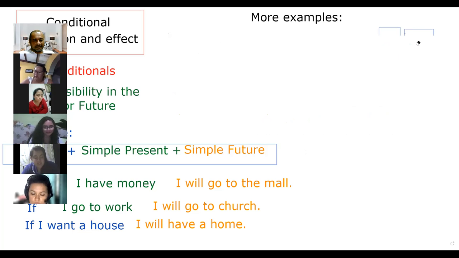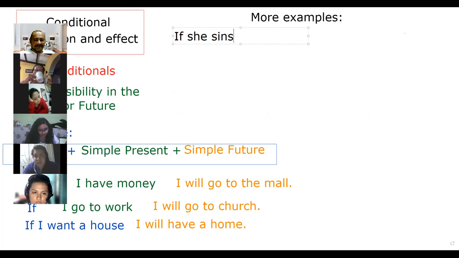Okay. If she sings. If she sings. No, sing. If she sings. No, sing watch. You like this? Yes. No. ¿De dónde sacas sin? What is this? Sin is the past participle. No. So then if she sees. Not sin. Sin is the past participle, right?